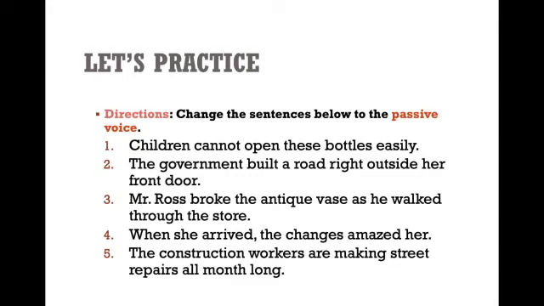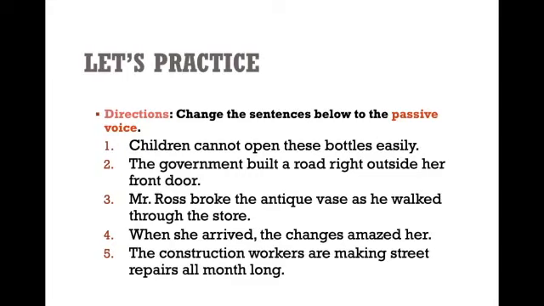Number 1, children cannot open these bottles easily. Well, now let's change bottles over to the subject and make children the by in the predicate. These bottles cannot be opened by children easily. 2. The government built a road outside her door. So let's go ahead and move the road over into the subject area. A road was built by the government right outside her front door.